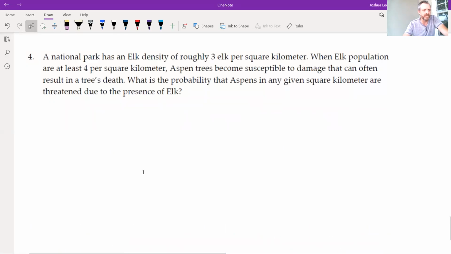All right, last one. National Park has an elk density of roughly 3 elk per square kilometer. When elk population are at least 4 per square kilometer, aspen trees become susceptible to damage that can often result in a tree's death. So what is the probability that aspens in any given square kilometer are threatened due to the presence of elk? And of course, the moral of the story is that we need to do what?